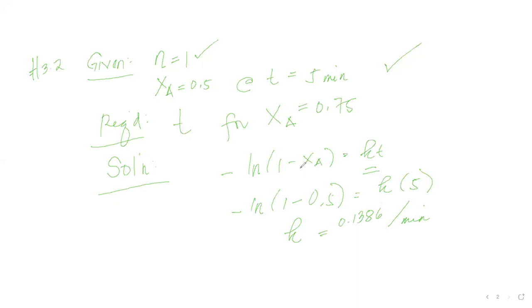Now, this is the same rate constant that you will use on the same formula for the requirement here, the time it would take for 75% to be converted. So negative ln of 1 minus 0.75 is equal to 0.1386 times t. This 0.1386 is the k that we substituted in there. So we have the ln of 0.25, which is negative, so that would be positive. Your answer would be 10 minutes, or 10.0021. After 10 minutes, 75% of A is already converted.